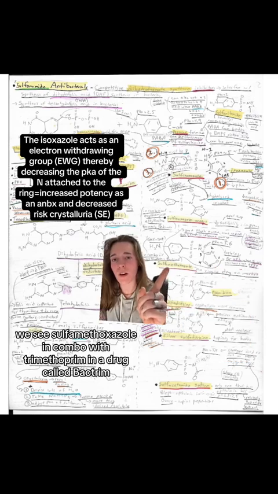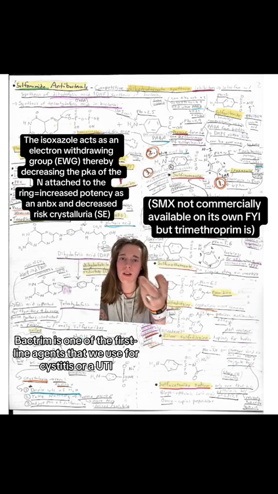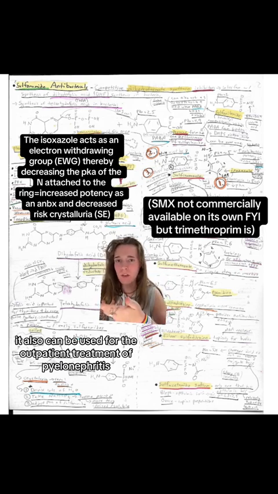It covers other parasites like Giardia as well. I see it used a lot for dogs because it hits bacteria as well as parasites. Another drug that ends in azole is sulfamethoxazole. This one has an isoxazole ring. We see sulfamethoxazole in combo with trimethoprim in a drug called Bactrim. Bactrim is one of the first-line agents that we use for cystitis or a UTI. It also can be used for the outpatient treatment of pyelonephritis. It's used for PJP and toxoplasmosis primary prevention as well as treatment. These are a couple of opportunistic infections.